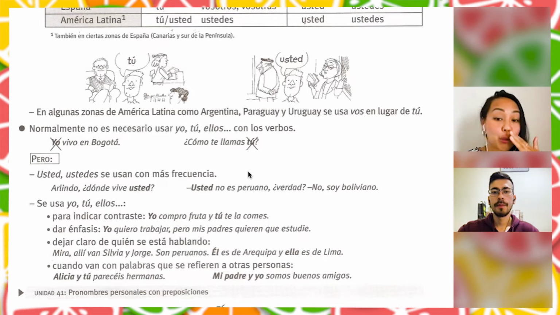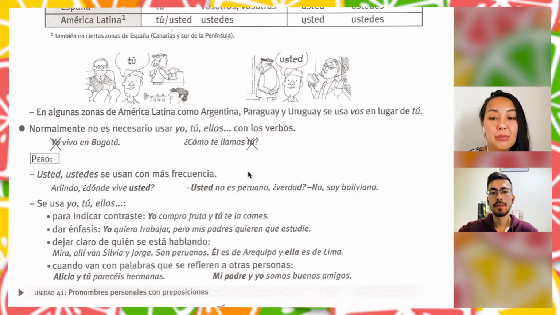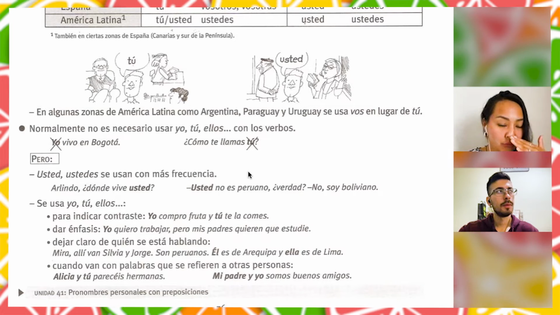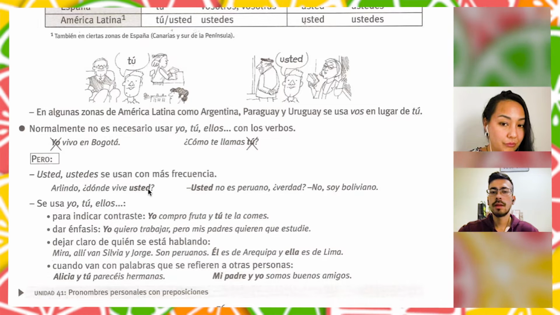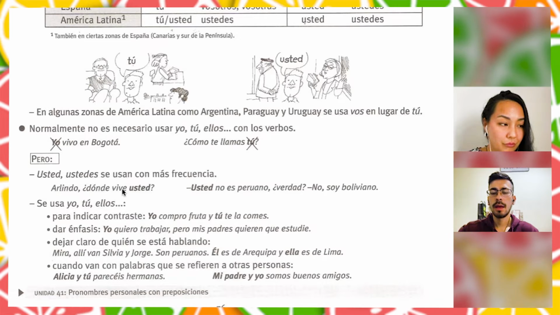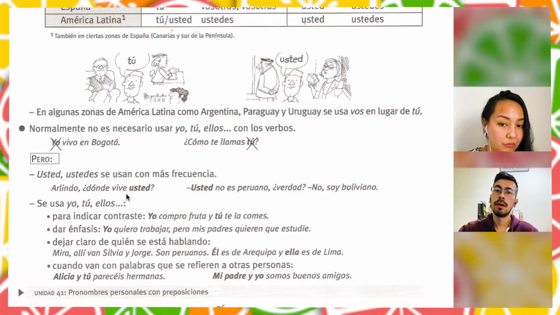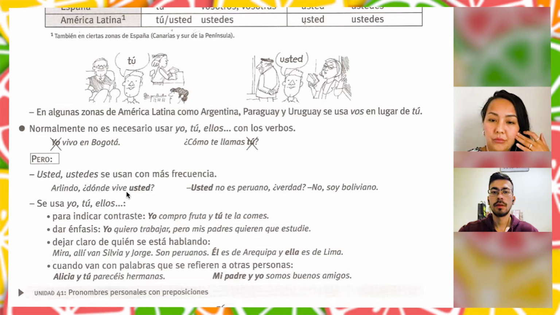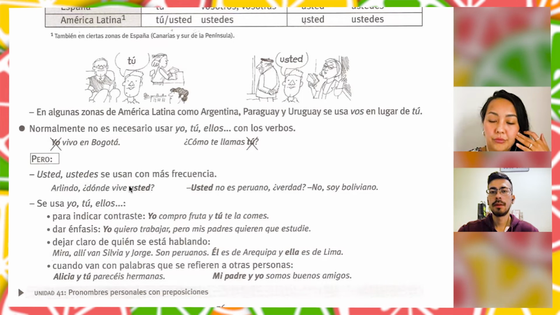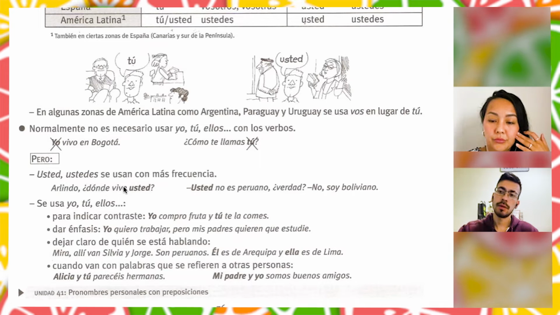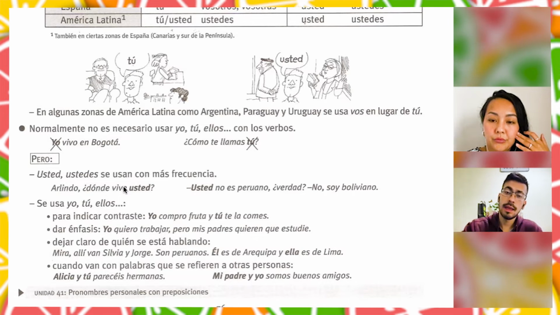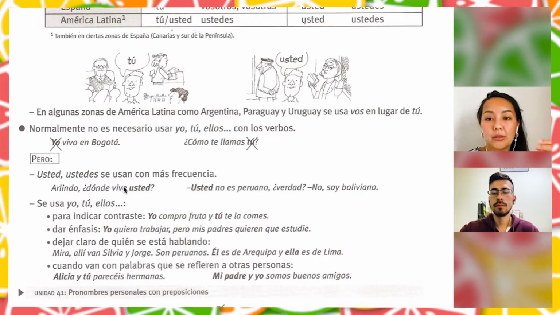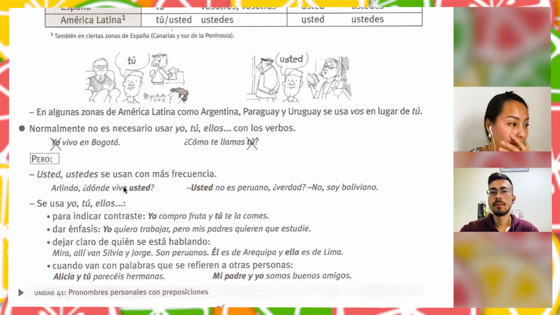And if we say dónde vive, it can be tú and... No, the thing is that for vive, it could also be for he or for she. So the ending of the verb is the same for usted, él, and ella. And that's why, to be clear, we have to say usted.